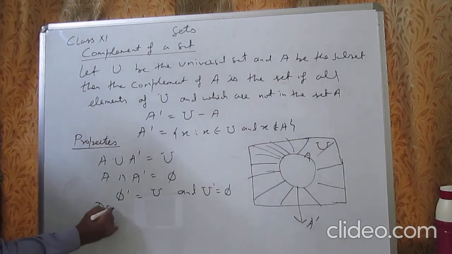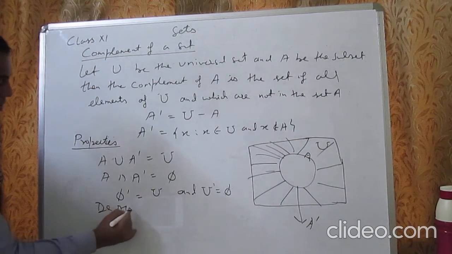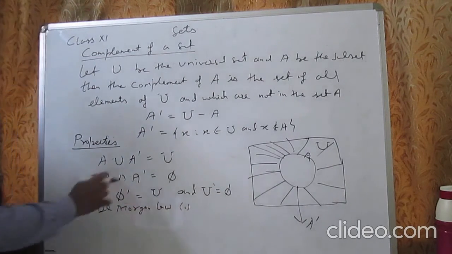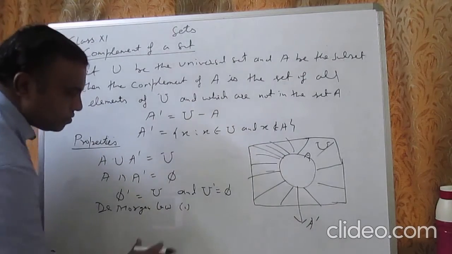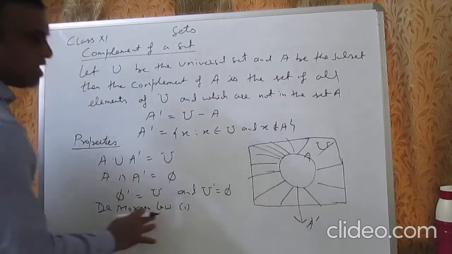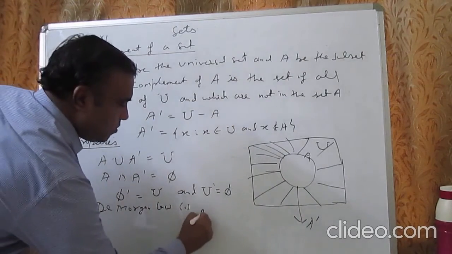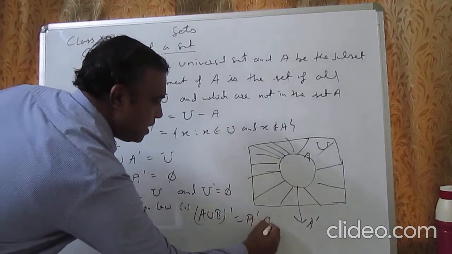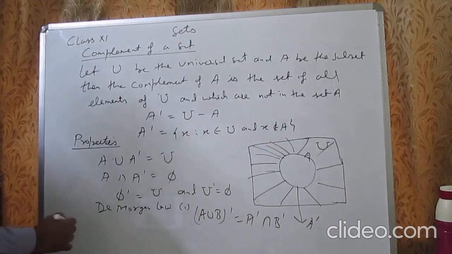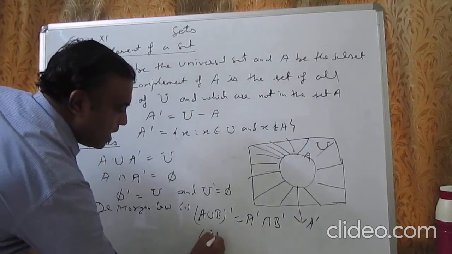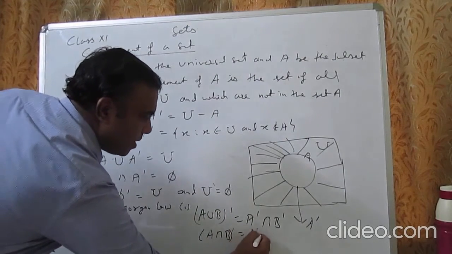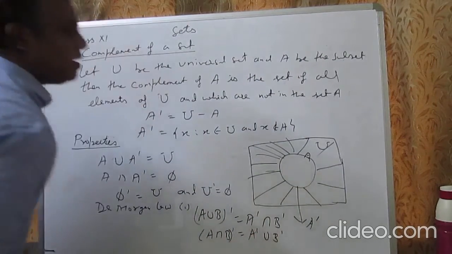De Morgan law. This we can prove by taking a universal set, set A, set B. It is De Morgan law. A union B complement is equal to A complement intersection B complement. A intersection B complement is equal to A complement union B complement.